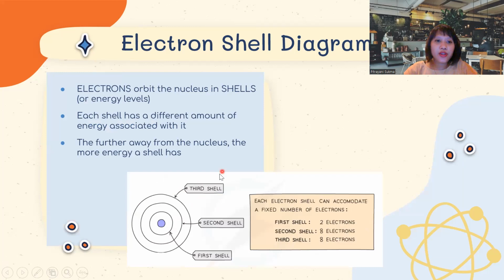So let's review. The other name for the shell is energy level, and electrons orbit the nucleus of an atom in the electron shell or energy level. Each shell has a different amount of energy associated with it. The farther away the shell from the nucleus, the more energy the shell has.